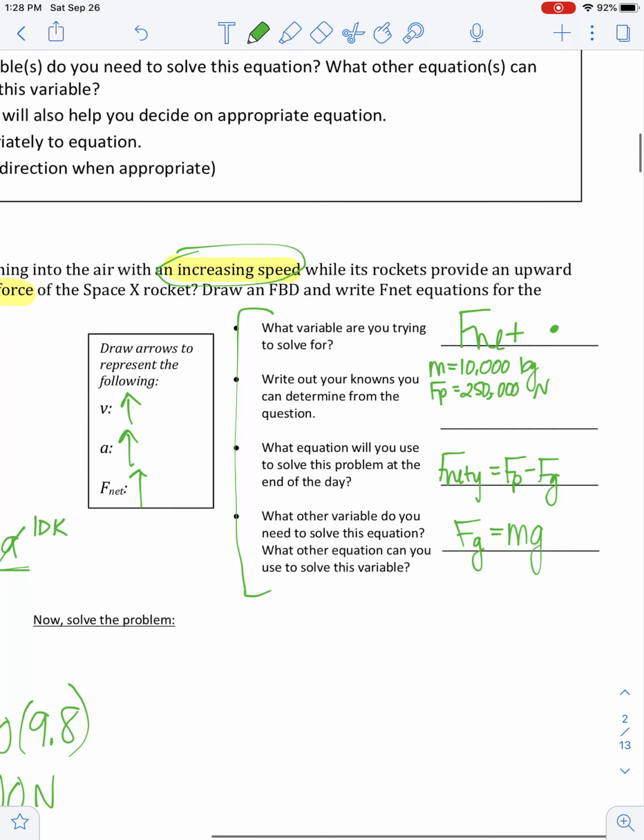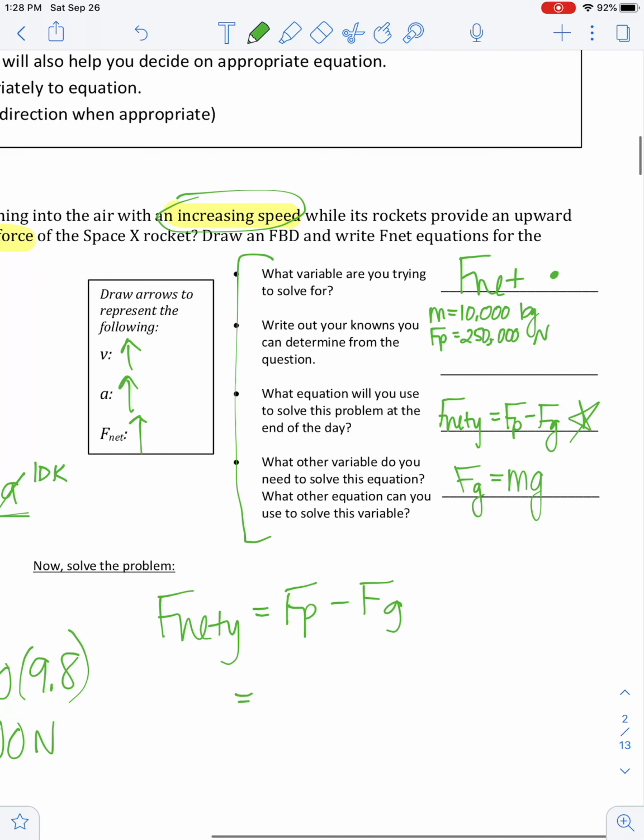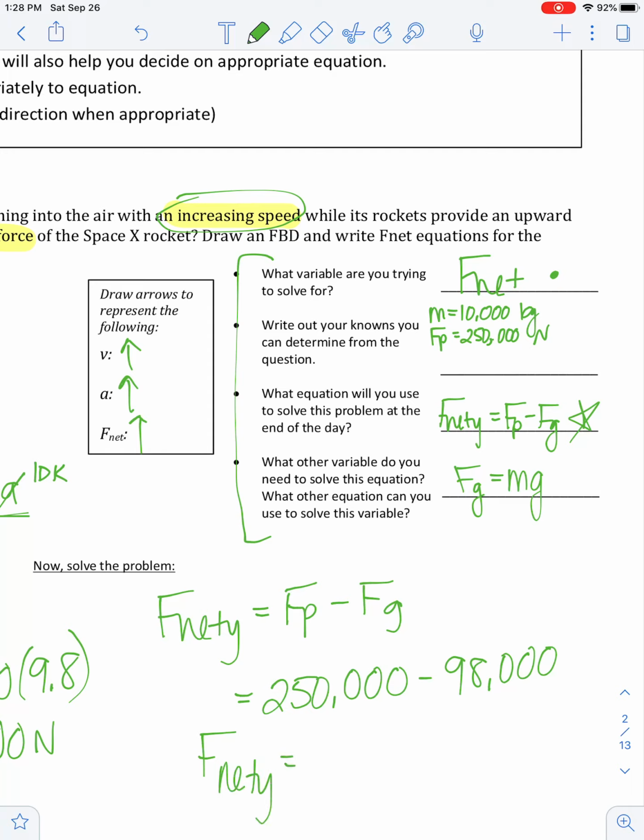Now I can use that equation I wrote here to solve for the F net y. So F net y is equal to FP minus FG. So that's what I'm solving for. FP is 250,000 newtons minus 98,000 newtons. Grab my calculator. That F net y is 152,000 newtons.